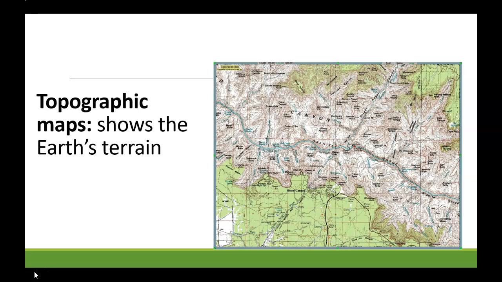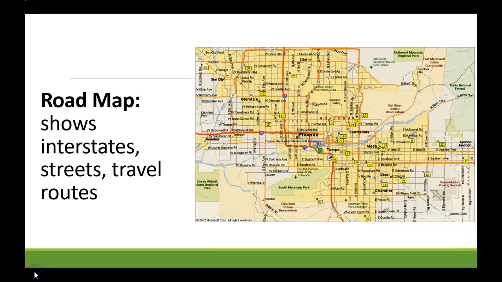Topographic maps show the Earth's terrain. Terrain involves the vertical and horizontal dimensions of land's surface. This can be expressed through elevation. A road map is a more specific type of map, but it also can be considered a reference map.